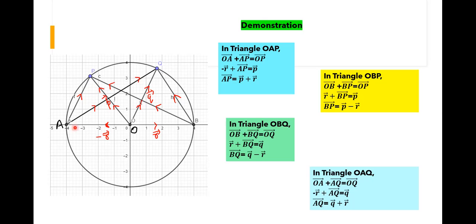Now what you can observe here is that O I've taken as origin. So it means you are having OB, OA. So we are joining OA, OB, OP and OQ. Right? So it means you are getting OA, position vector of A, OB, position vector of B, OP and OQ, position vectors of P and Q respectively.